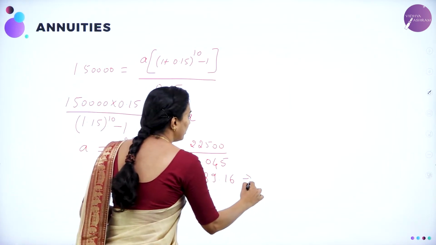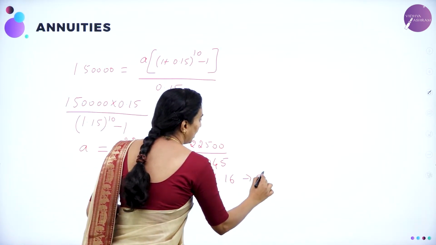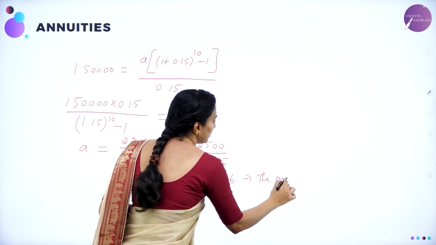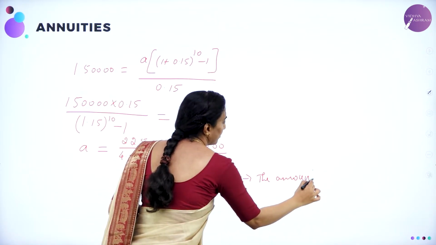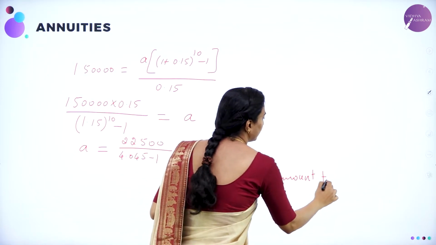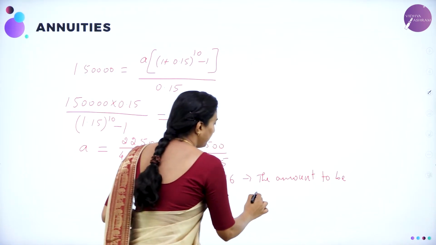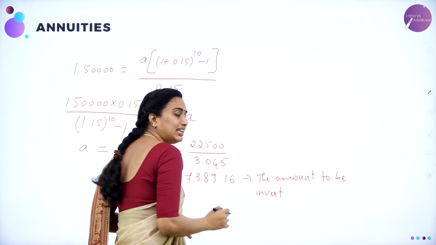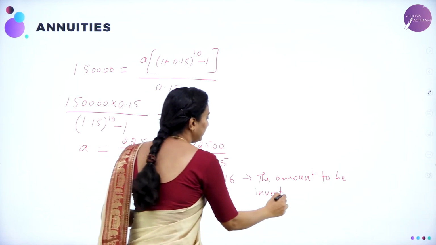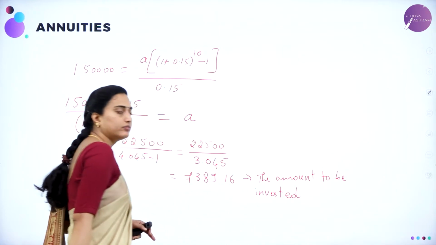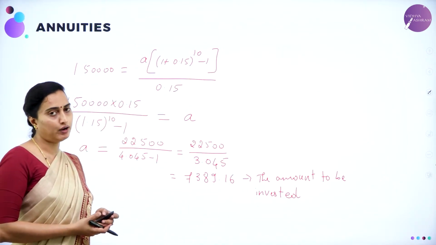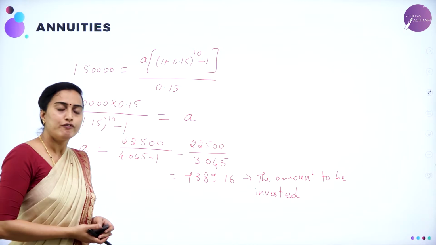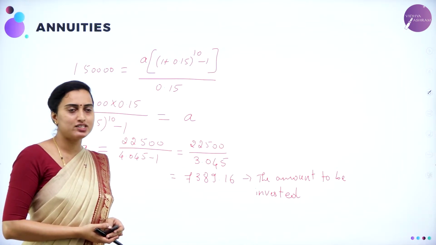Therefore, the amount to be invested is what? This is the amount to be invested per year to get 150,000 after 10 years. Understood? I hope you got this problem, how to calculate. Now, we'll move on to the next problem, dears.